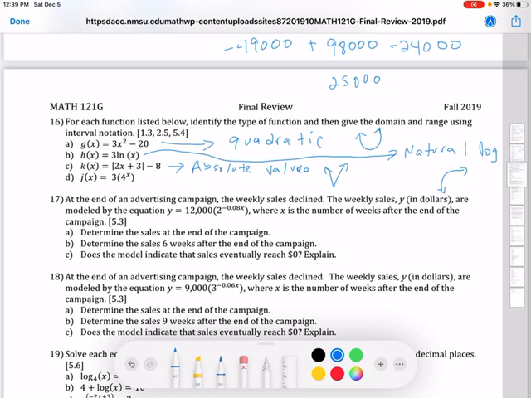Number 16D. Again, you should be used to those type of problems. 4 to the power of x, or the exponent of x, those are called exponential functions. The graphs look like that. It grows quickly. Okay? Domain is all real numbers. Range is from 0 to infinity. All right.